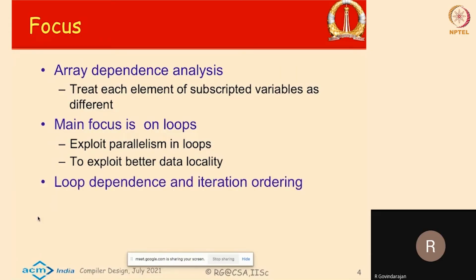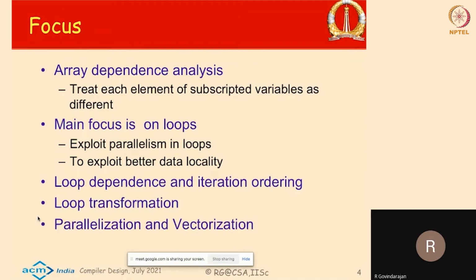And we will talk about the dependences between the different statements within a loop, and how the loop needs to be ordered, or what is called the iteration ordering. We will talk about that. And wherever possible, we will also talk about what loop transformations are possible and how those loop transformations can help us exploit better parallelism or locality or other things, right? Yeah, so that's really the focus.